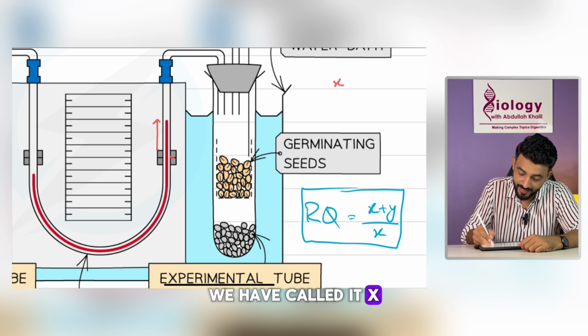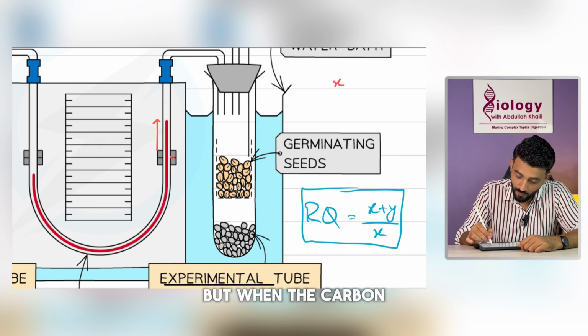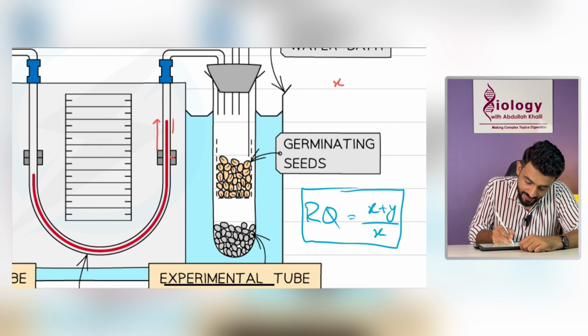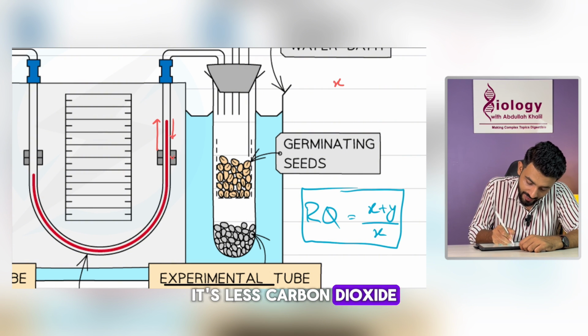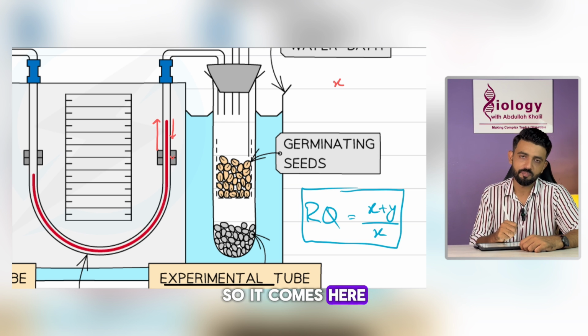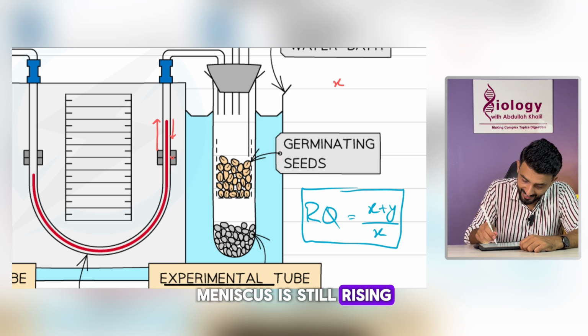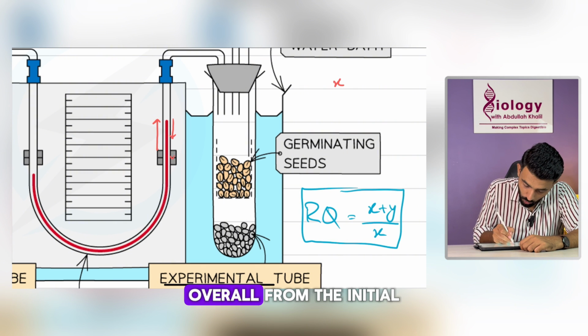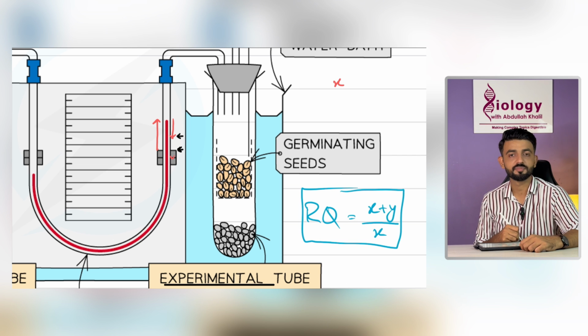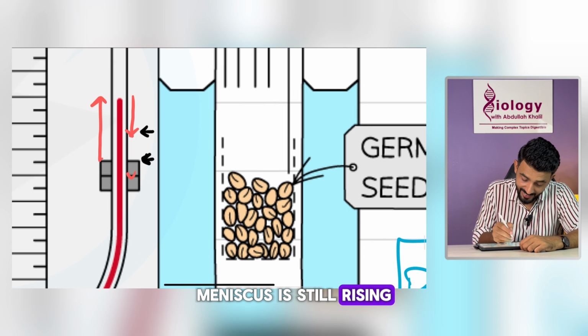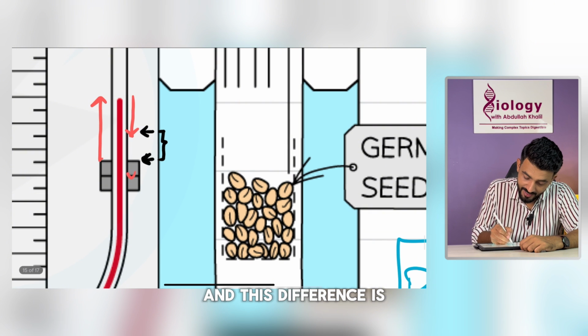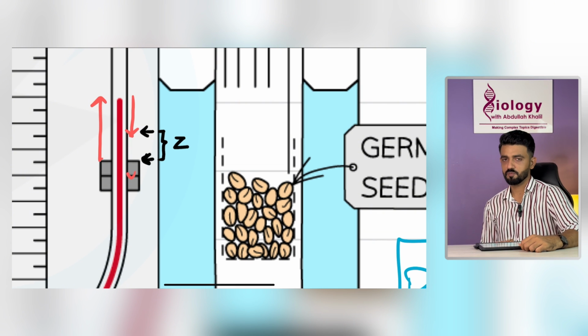We have called it X. But when the carbon dioxide is exhaled, it's less carbon dioxide. So it comes here. Overall, the meniscus is still rising. Okay, overall, from the initial position, which was this, the meniscus comes here. So the meniscus is still rising, and this difference is called Z.